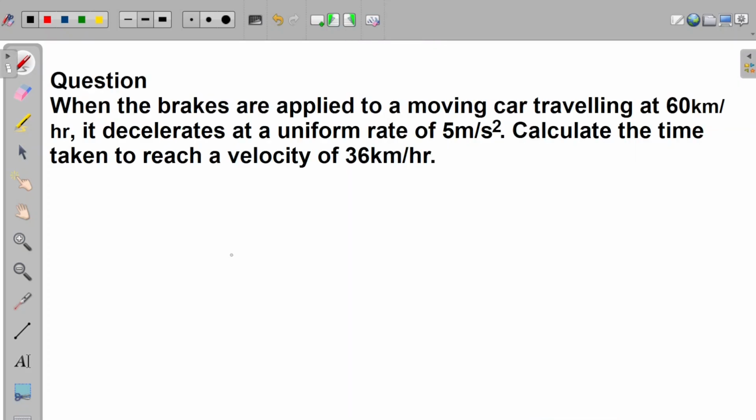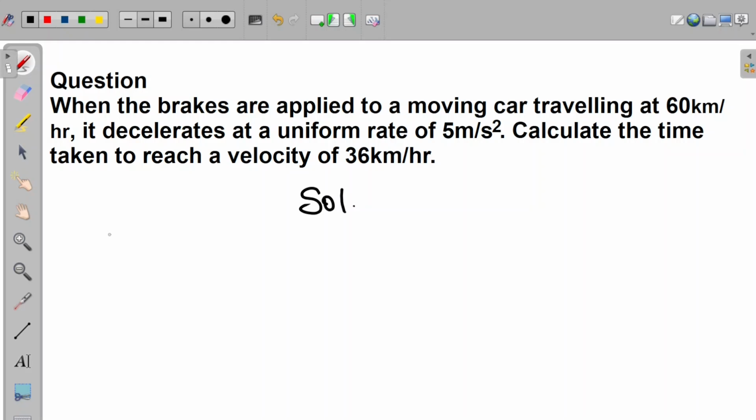Now, let's take up the next question. We are given that when the brakes are applied to a moving car traveling at 60 km per hour, it decelerates at a uniform rate of 5 meters per second squared. We are asked to calculate the time taken to reach a velocity of 36 km per hour.